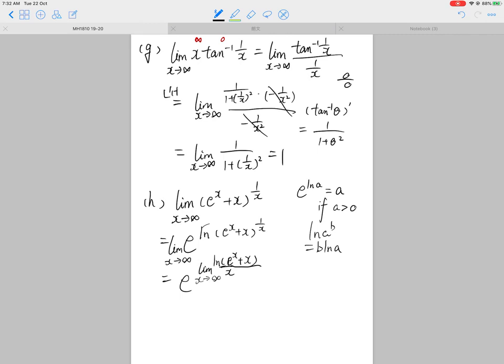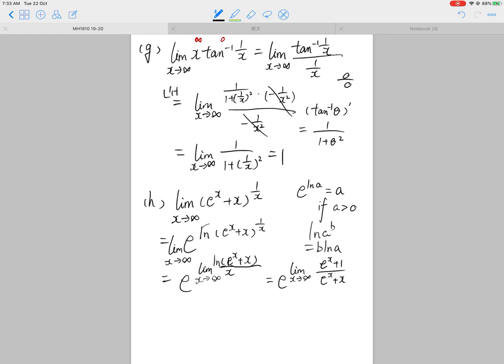Then you can differentiate both sides, because now for this part you can use L'Hopital's rule. You differentiate this, you get 1 over e to the power of x plus x, times e to the power of x plus 1. You differentiate this, you get 1. So you can rewrite this as e to the power of x plus 1 over e to the power of x plus x.